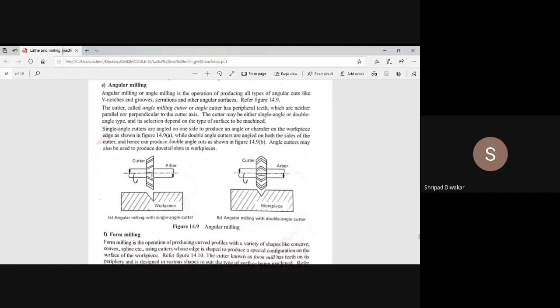So by using the single angle cutter, we can generate the single angle formation in the given workpiece. So this is called the angular milling.